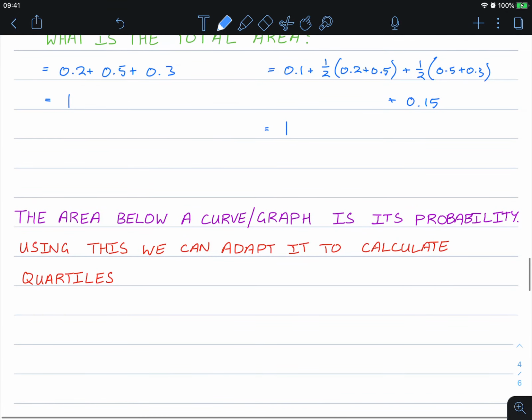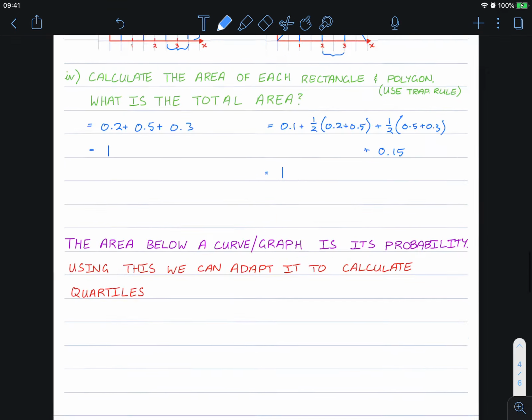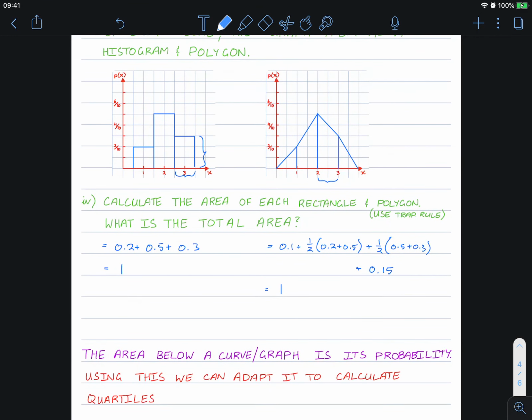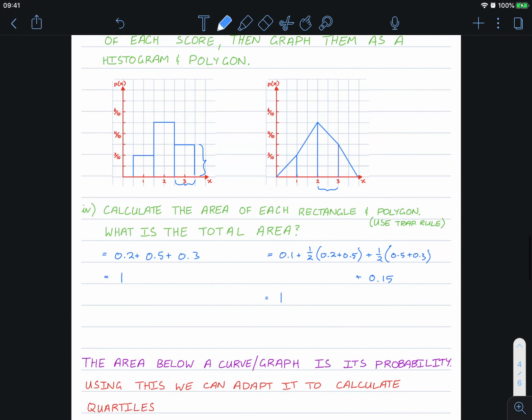Okay, so I really want to emphasize again that the main idea that we're trying to get across here is that the area under a curve is its probability.